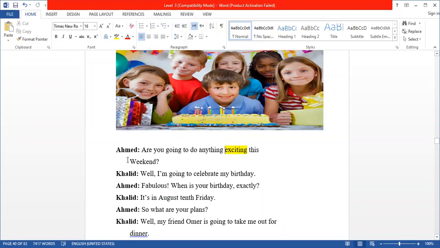Weekend, as we know, the period from Friday and Saturday. This is the meaning of weekend. The days that you don't go to work or you don't go to university or school. Well, I'm going to celebrate my birthday. Khalid said to him that I'm going to celebrate. Celebrate here means to show that a day or an event is important by doing something special on it. يعني يحتفل. I'm going to celebrate my birthday.